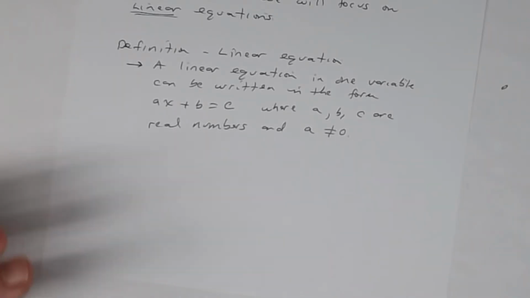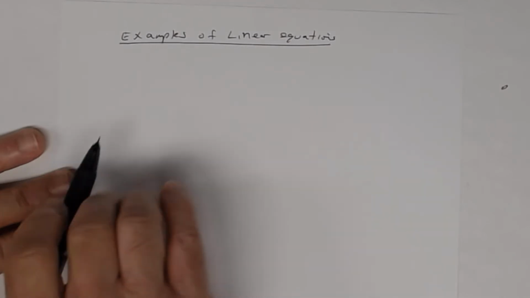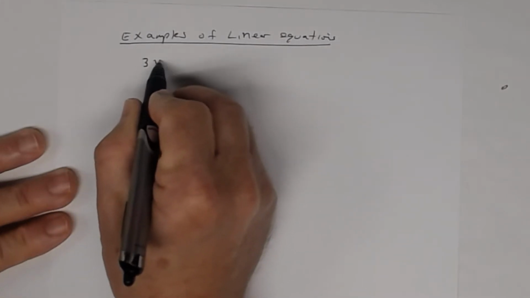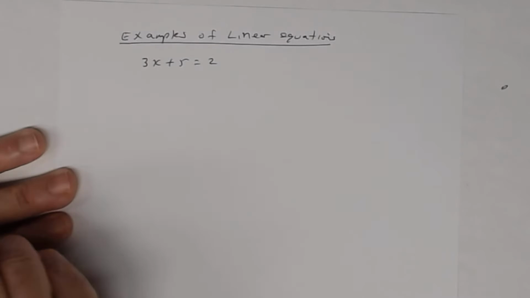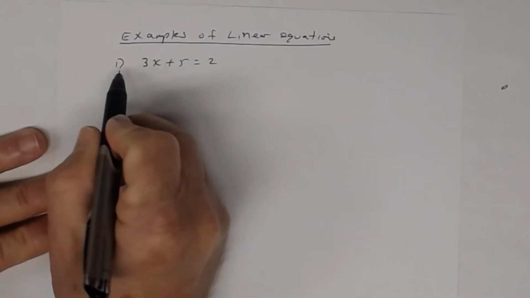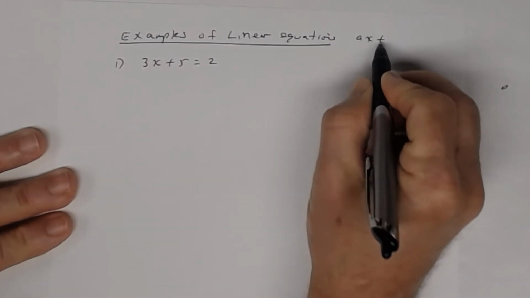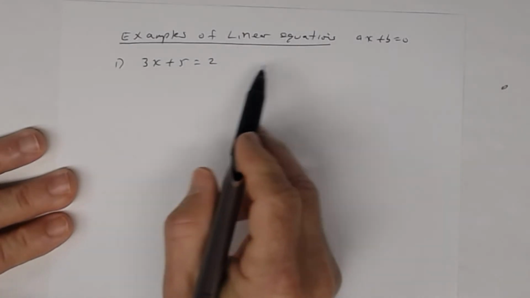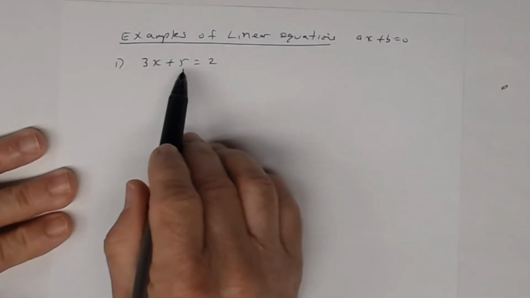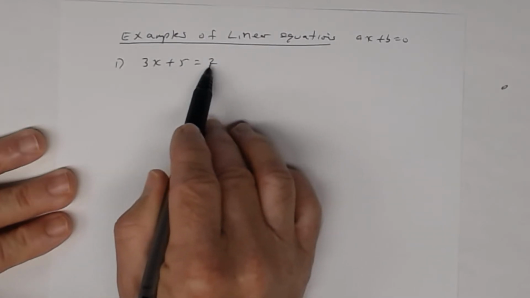Okay, now let's look at this idea. Okay, so these are examples of linear equations. I notice I'm using the word linear. 3x plus 5 equals 2. Okay, so notice right away, I'm going to put this as number 1. Notice that right away it's of that form ax plus b equals c. Now sometimes it doesn't have to be in that form, and we'll talk about that, but this one is. A is 3 in this case, b is 5, and c is 2.